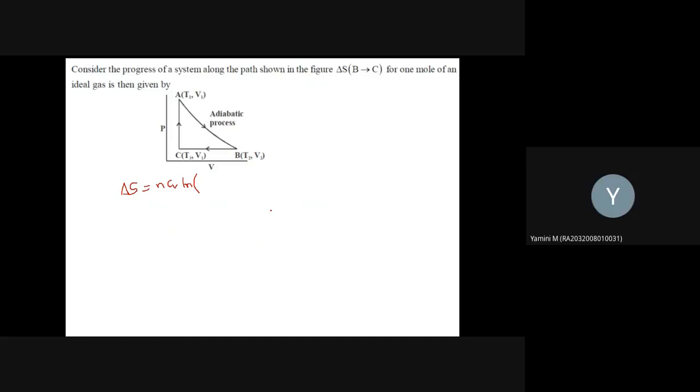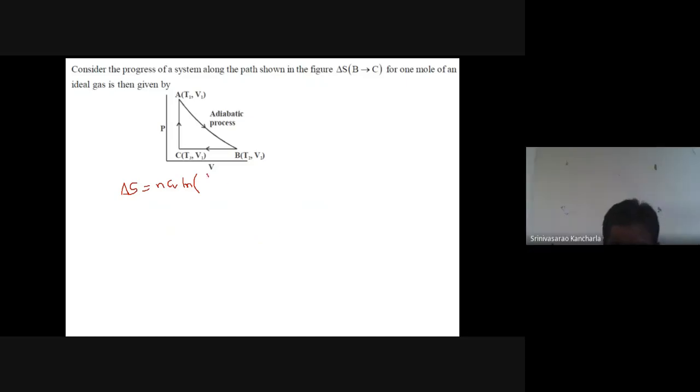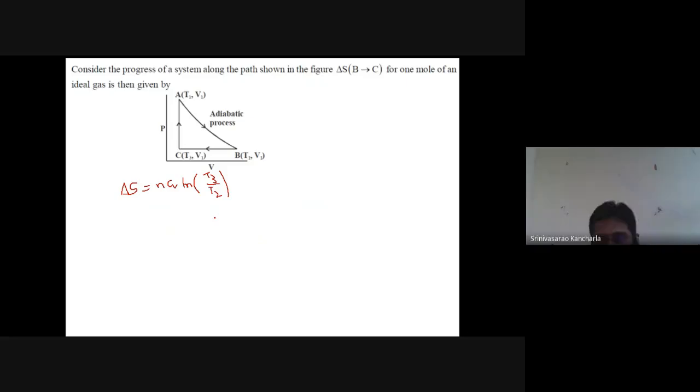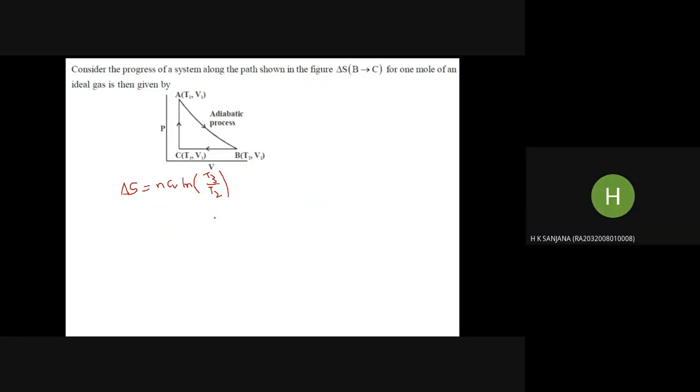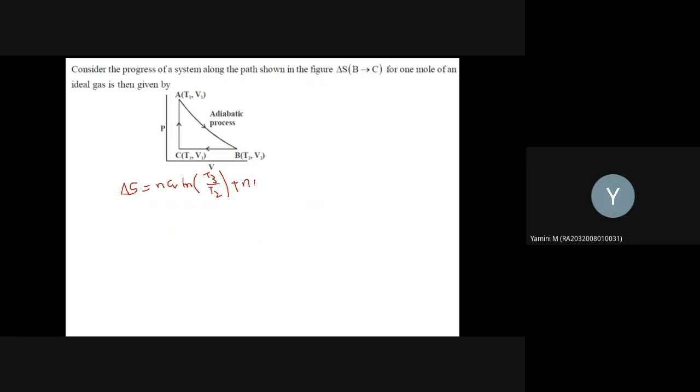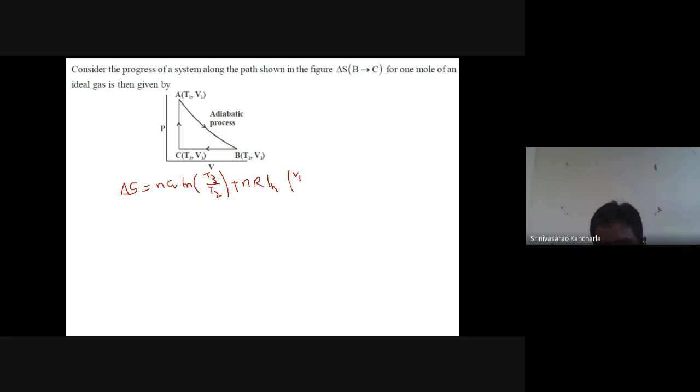That's it. Plus nR ln(V1 by V2). So this is how you can measure the overall entropy change, right?